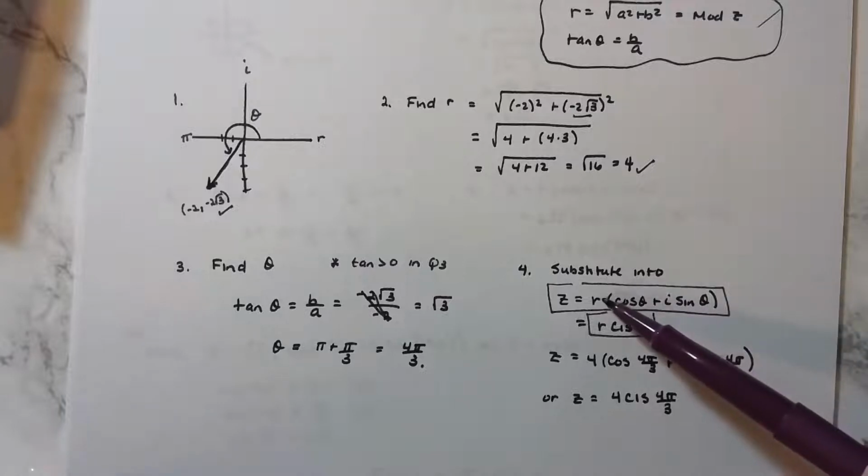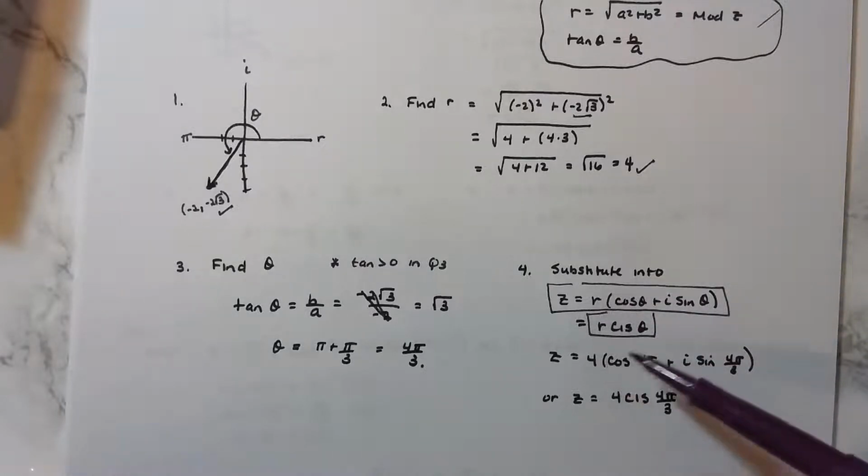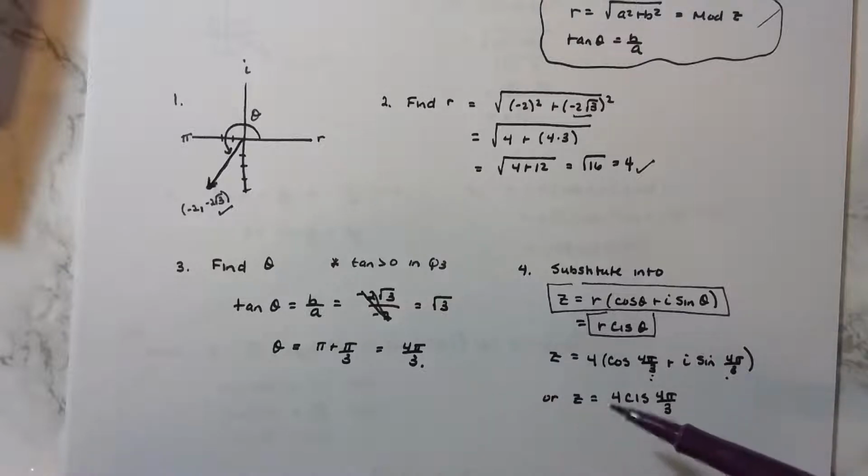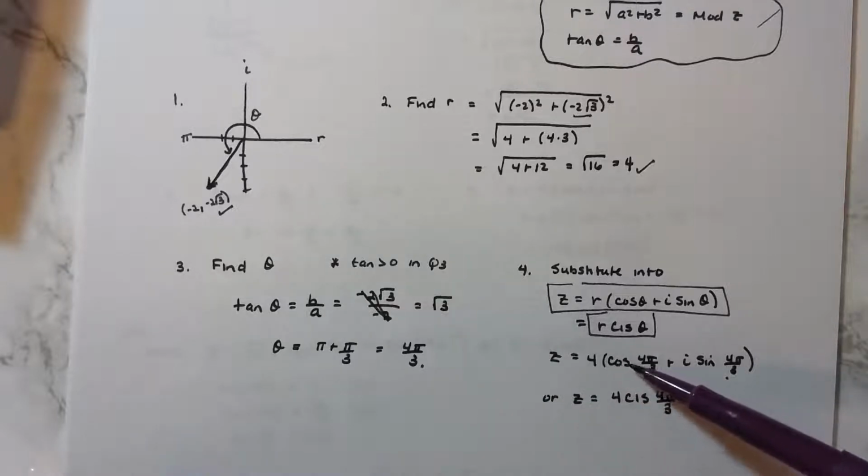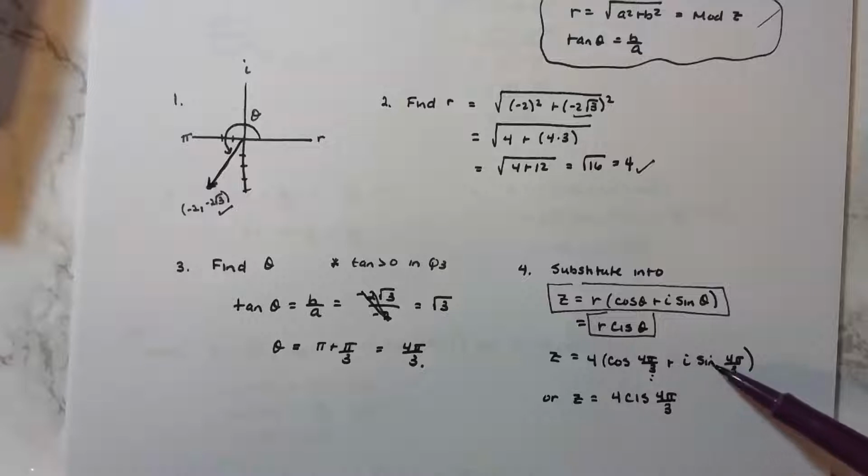So r was 4, so I plugged in a 4. Notice these angles will always be the same, right? 4 pi over 3. So it's 4 times the quantity cosine 4 pi over 3 plus i sine 4 pi over 3. In cis notation, it's z is equal to 4 cis 4 pi over 3. And again, cis just means cosine plus i sine. It's just a shorthand notation.